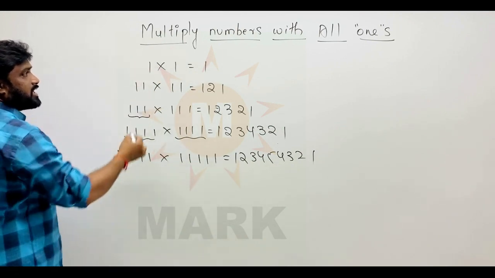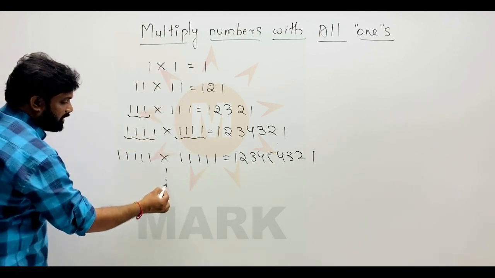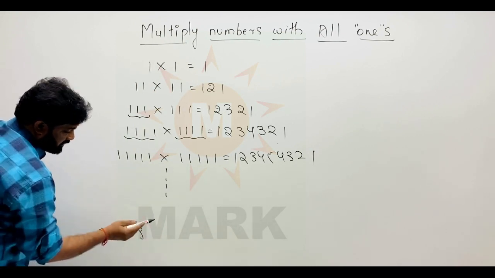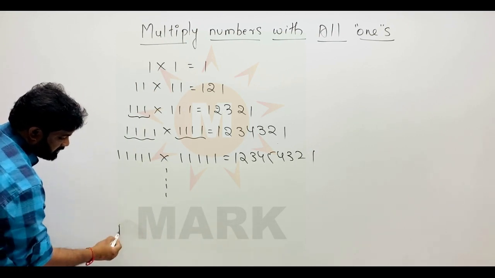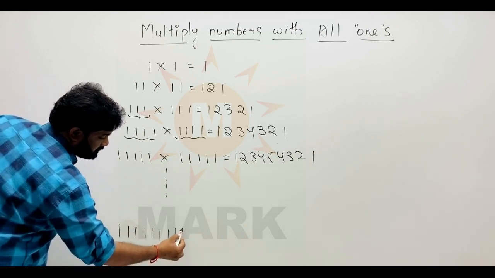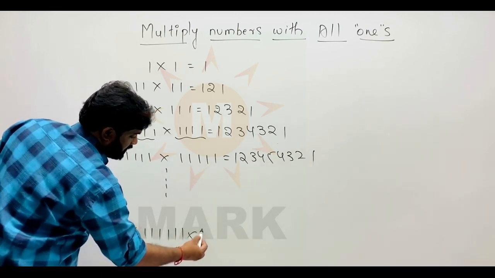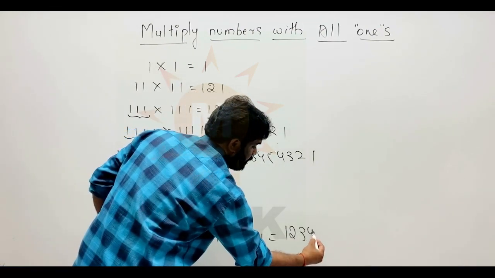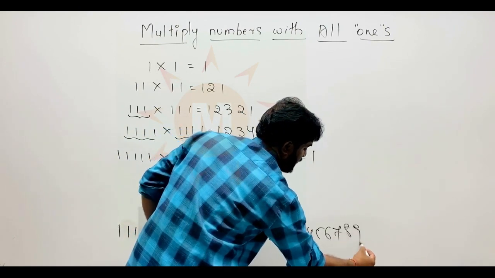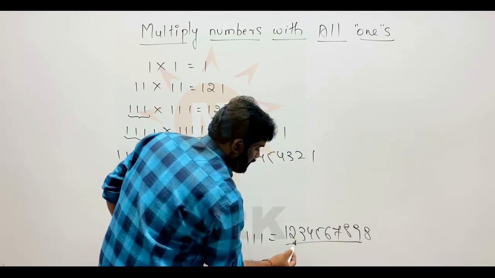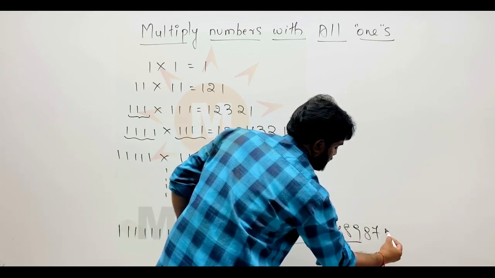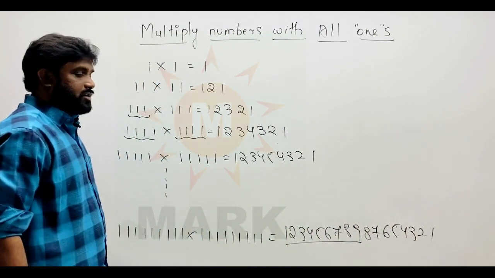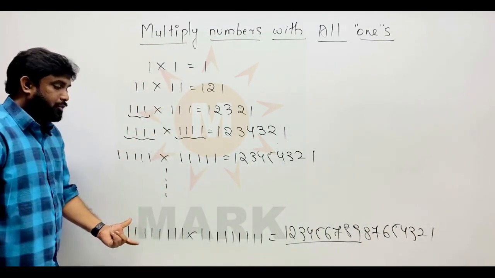This is called the ones pyramid, and this ones pyramid will work only up to 9 ones into 9 ones. I am writing here 9 ones into 9 ones for your convenience. So clearly 1, 2, 3, 4, 5, 6, 7, 8, 9. Again, I have written up to 9, and then again 8, 7, 6, 5, 4, 3, 2, 1. Got it? So this pyramid works only up to 9 ones into 9 ones.